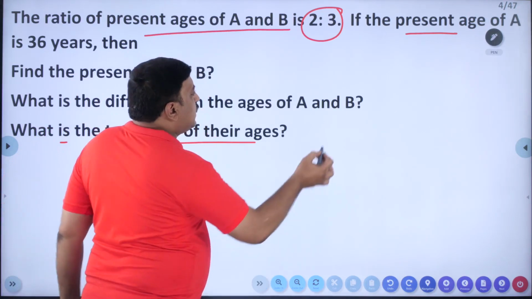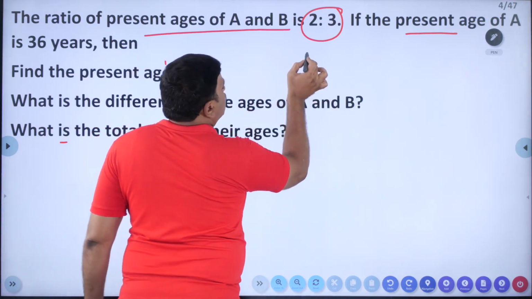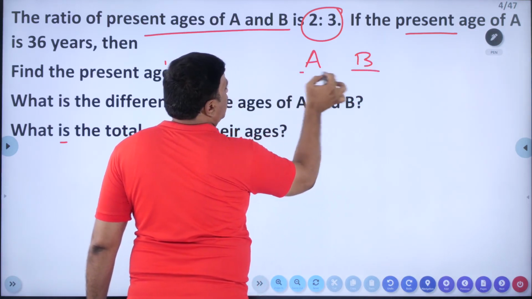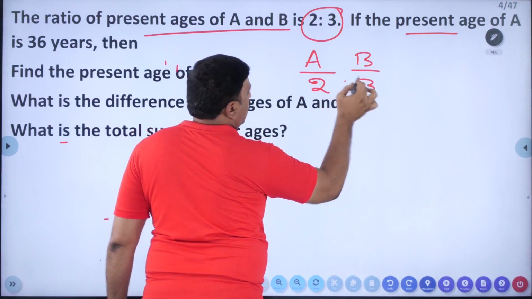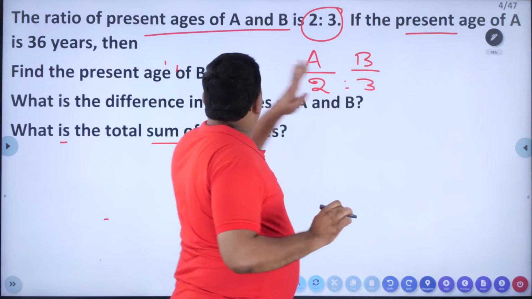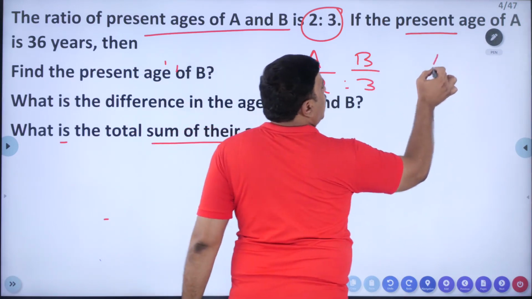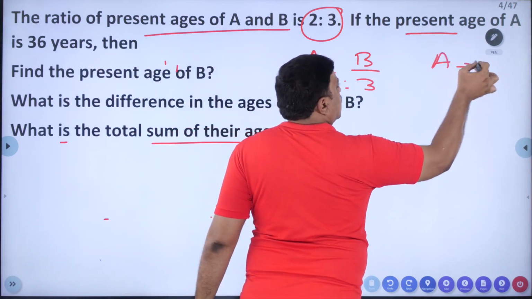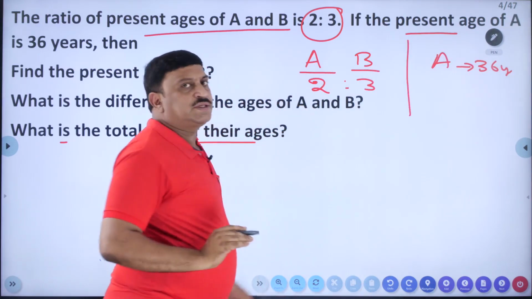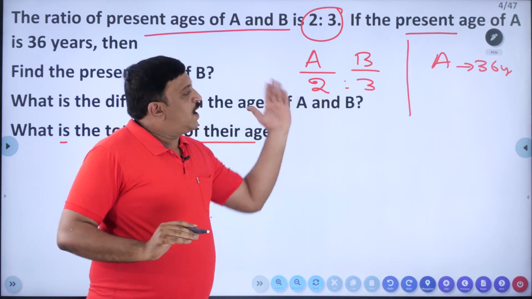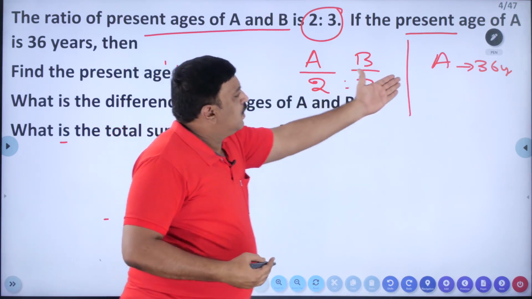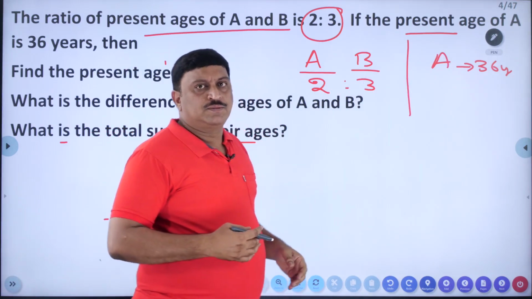Let us start. See, I will write here. The ratio is given, that is A is to B. I will write here A and B. The ratio is what? 2:3. The ratio of present age of A and B. If the present age of A is 36 years, okay, this is the information part. I said always put the ratio on the left hand side and the data on the right hand side. Make it a habit, right? So the exact data goes on the right hand side.